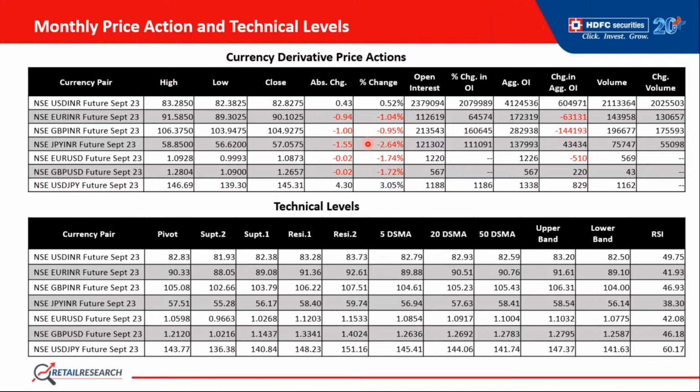JPY, everything is on the bear side. Price declined 2.64%. Open interest rises. Aggregate open interest also rises. Volumes remain on a higher side. So all the indications are on the short build-up side.